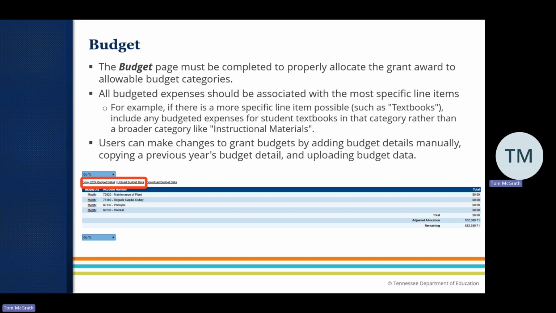Users can make changes to grant budgets by adding budget details manually, copying a previous year's budget detail, and uploading budget data. For schools that have previously completed a funding application under a grant, ePlan allows you to copy and then revise your previous fiscal year's funding application. The next few slides, though, focus on schools that need to manually add budget details, which is all schools that are completing their first funding application under a grant.